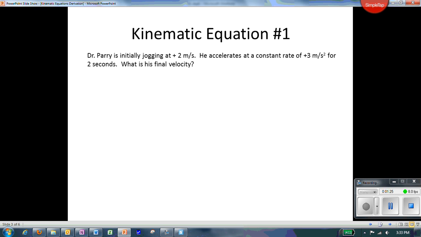Dr. Perry is initially jogging at 2 meters per second. He accelerates at a constant rate of plus 3 meters per second squared for 2 seconds. What is his final velocity? We first start out by writing down the given information and looking for what we're solving for.